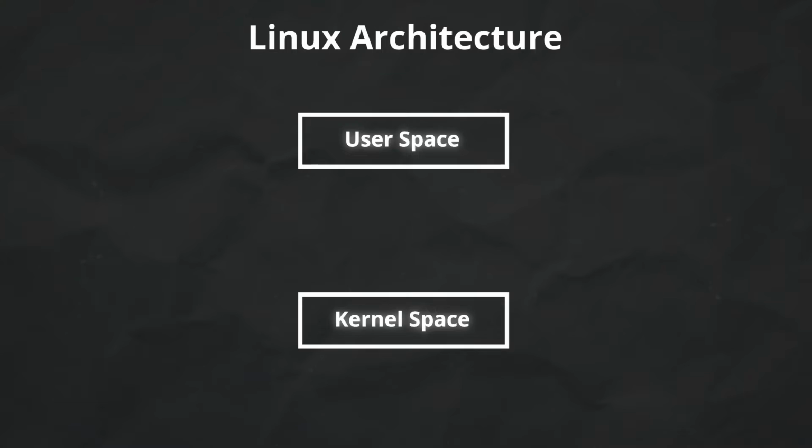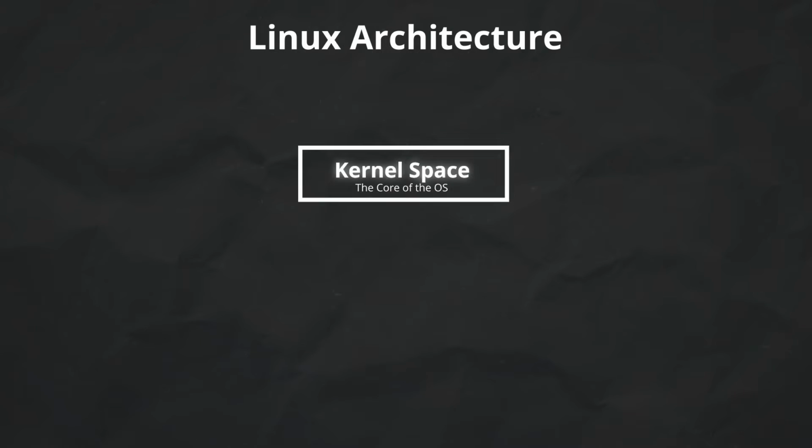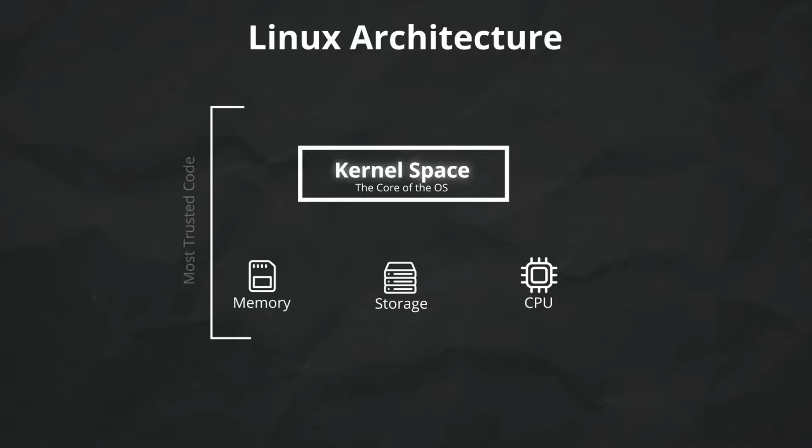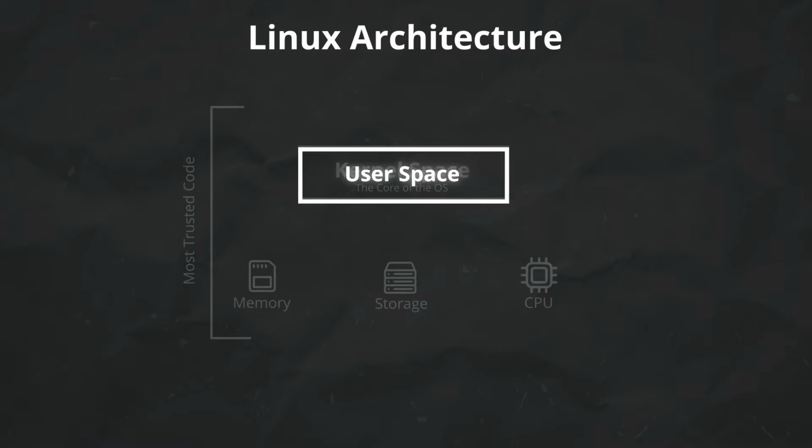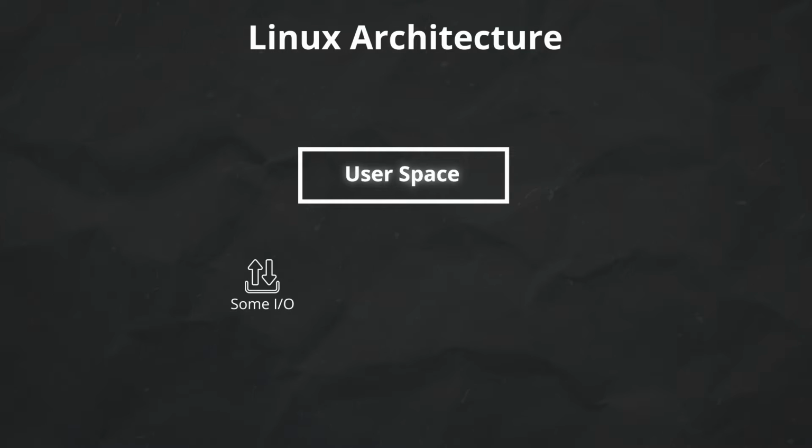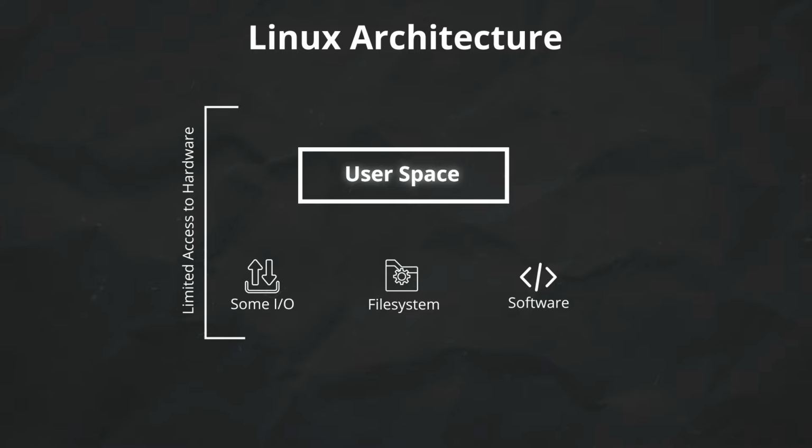Linux can be divided into two distinct spaces, the kernel space and user space. Kernel space is where the core of the operating system resides. It has full unrestricted access to all hardware, including memory, storage, CPU, and much more. Kernel space only runs the most trusted code. Now, user space, on the other hand, is where anything else that is not a kernel process runs, such as I/O, file system manipulation, running applications, and these programs have limited access to hardware.